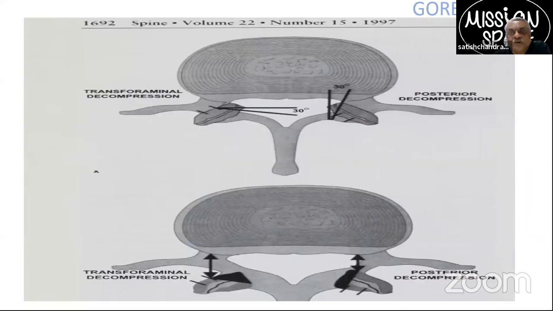This is an old paper, but I would suggest that all of you please read this paper. This was published in 1997 by Saeed Usman and Dr. Cambin's group. And what they did was very simple. In a cadaver, they did a medial facetectomy as shown in the upper picture or the lower picture with this black area which was removed. And then they removed or undercut the facet. But please remember that they are only talking of the lower portion of the foramen. They are not talking about the upper portion of the foramen.